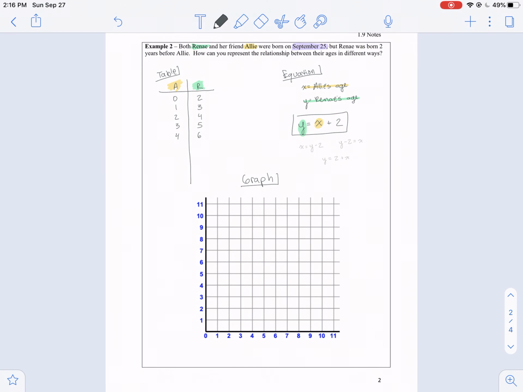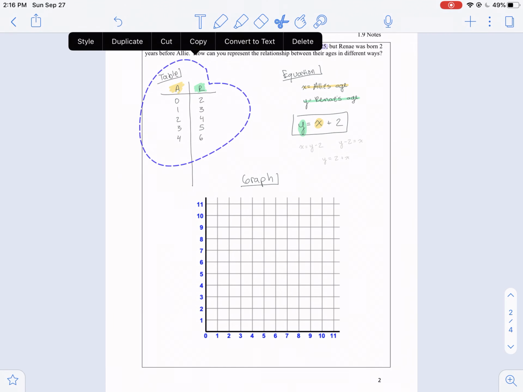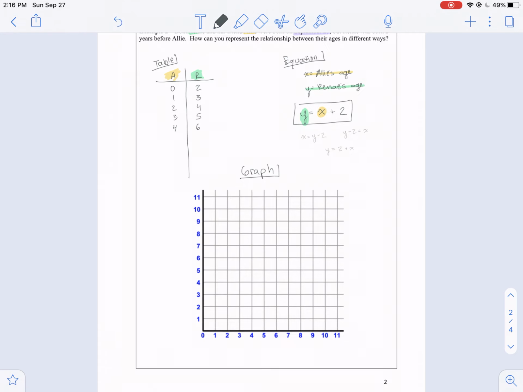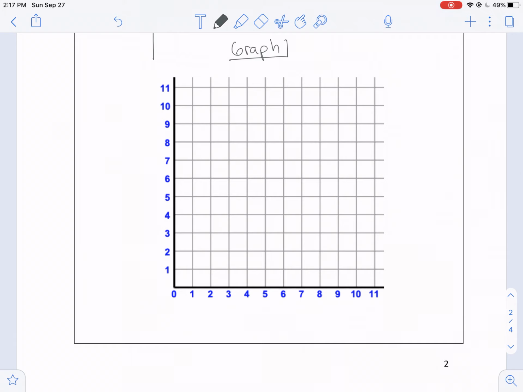Okay, now let's put it in a graph. We can either use the data in our table, or we can use the data in our equation to graph it. Let's go with the table. So we'll put Allie's age at the bottom, because it comes first alphabetically. So Allie's age is here in years. And then here we have Renee's age, also in years.